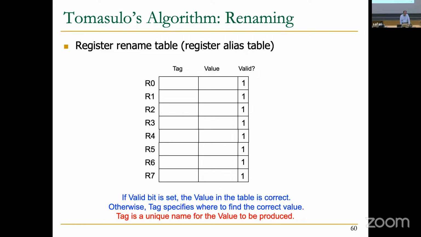Okay, so this is Tomasulo's algorithm that we're going to see. We have this register rename table, also known as the register alias table or RAT. We have a valid bit for every register entry. If the valid bit is set, the value in the table is correct, so this is the value of the register. Otherwise, the tag specifies where to find the correct value. The tag is a unique name for the value to be produced. Basically, the tag is the ID of, for example, the reservation station entry that we use for renaming.